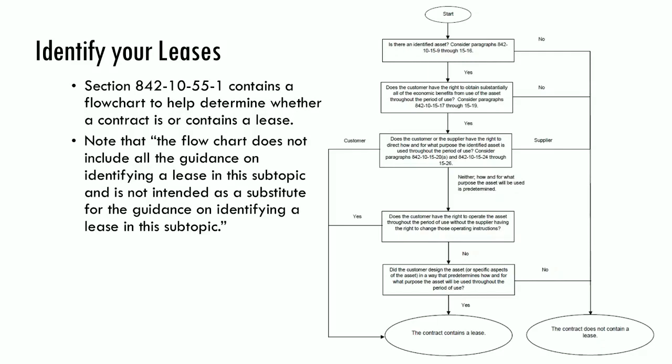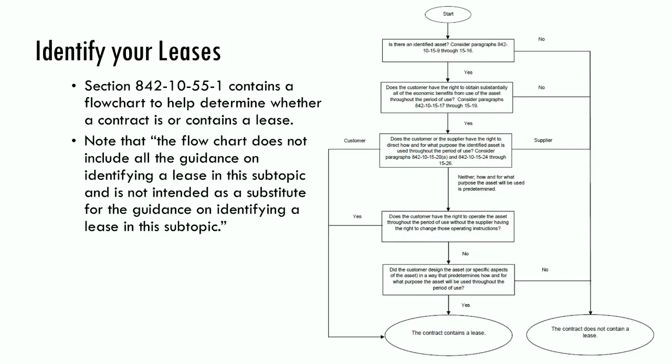If it does, then you have to ask, does the customer have the right to obtain substantially all of the economic benefits from the use of the asset throughout the period of use? And again, it shows you which paragraphs in the documentation to read to determine the definitions of all of these phrases that it's throwing out there. And if you come to the conclusion, no, the customer doesn't have that right, you don't have a lease. If they do, then that goes down one step further.